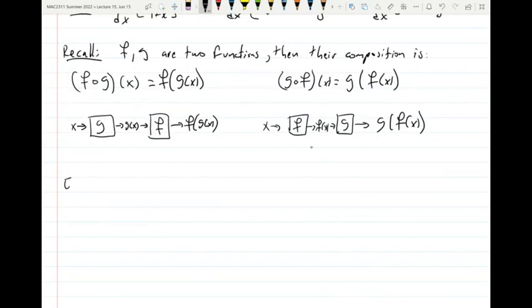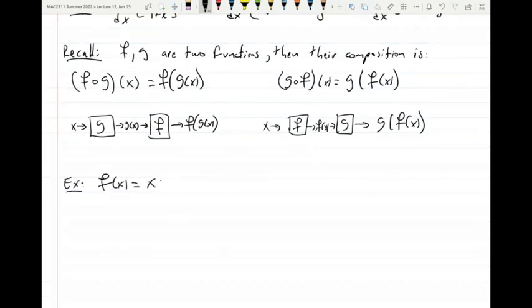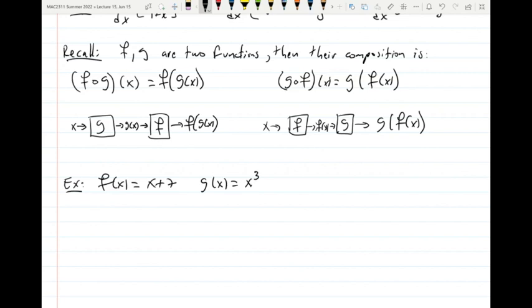So let me do a little example here. If f of x equals x plus 7 and g of x equals x cubed, can you tell me what's f composed with g? What is this equal to? x cubed plus 7. So this is f of g of x, right? That just means put g into f, so that would be x cubed plus 7.